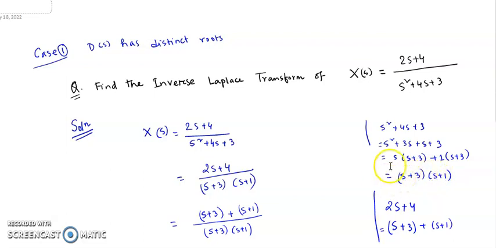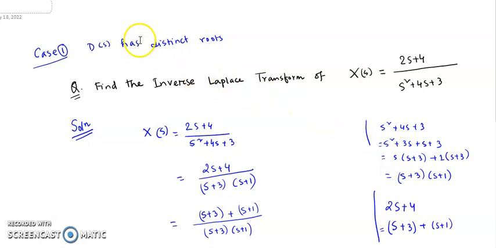If you put D(s) equal to this and make it equal to 0, you will get two values for s: s = -3 and s = -1. Setting s + 3 = 0 and s + 1 = 0, you get two real values of s, that is -3 and -1. So we can say that D(s) has distinct roots.